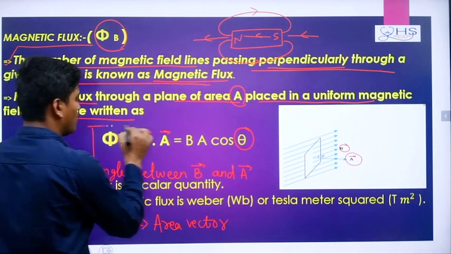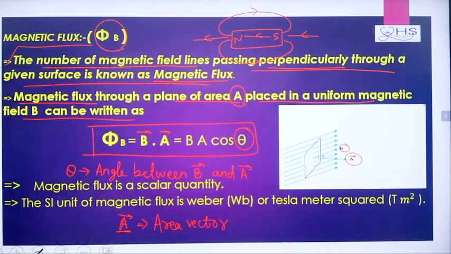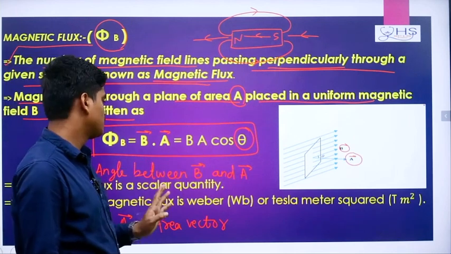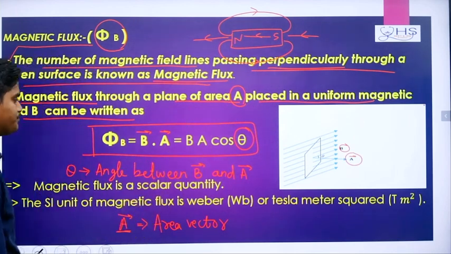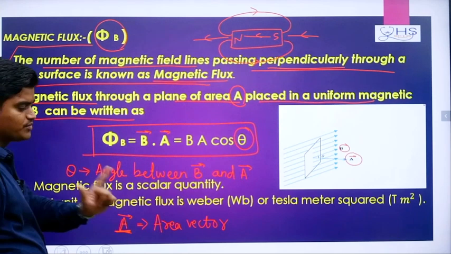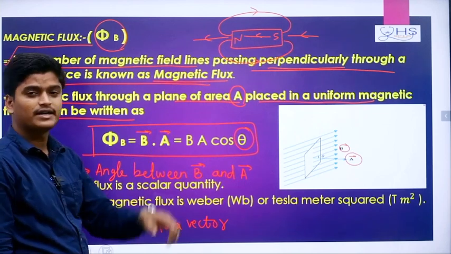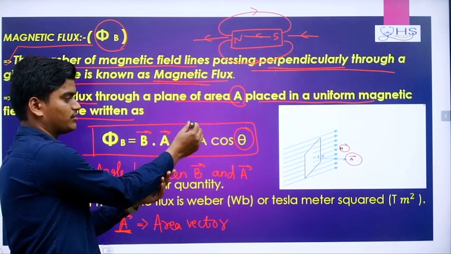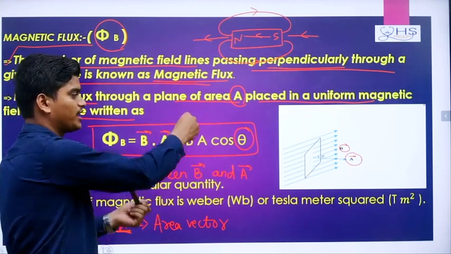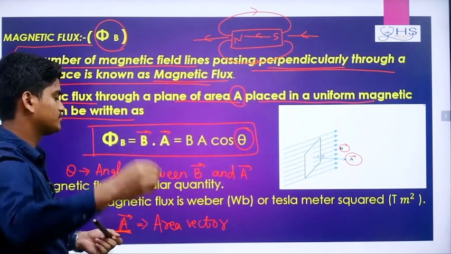So this is the formula of magnetic flux: B dot A equals BA cos theta. Theta is the angle between B and A. And always remember about the area vector: the area vector is always perpendicular to the surface. Suppose this board is the surface, then its area vector is perpendicular, pointing outward like this. This is the area vector.